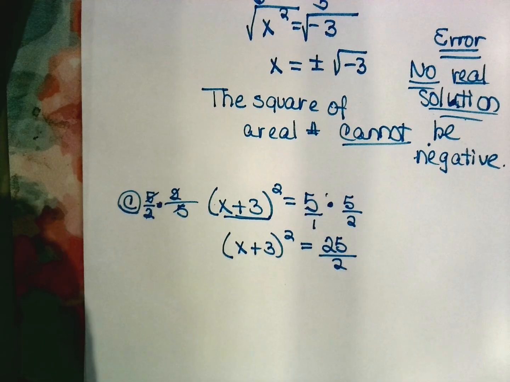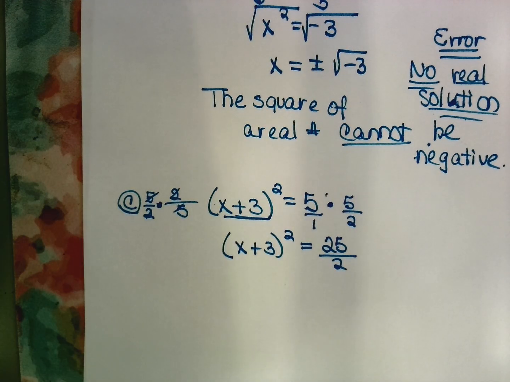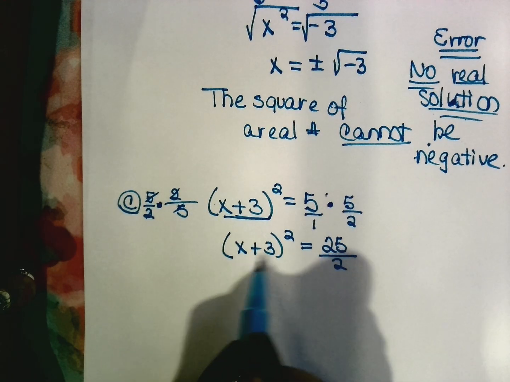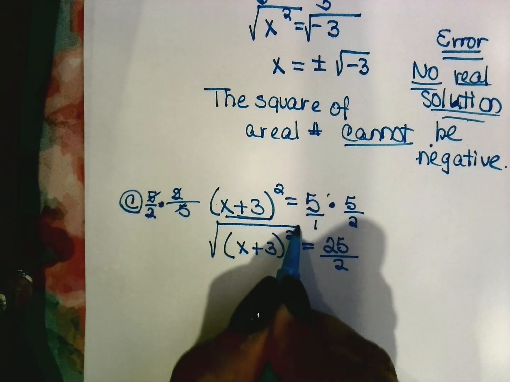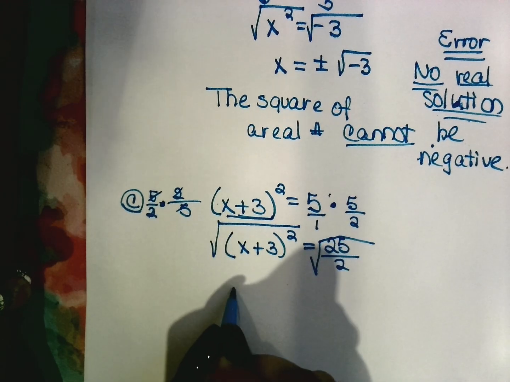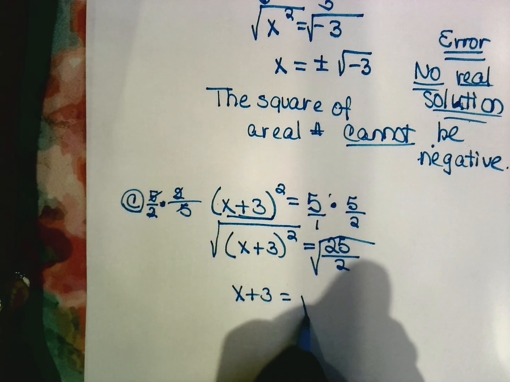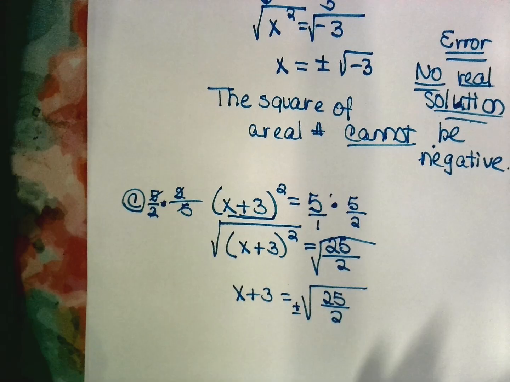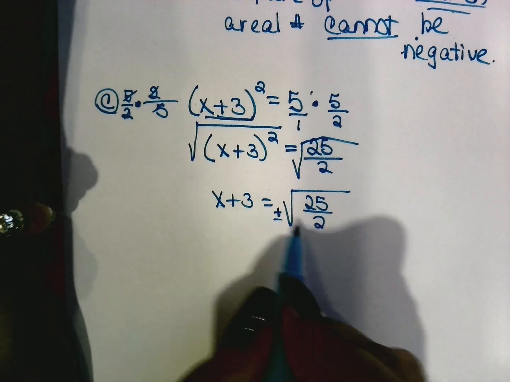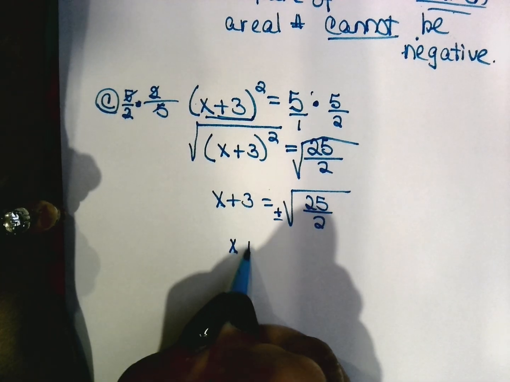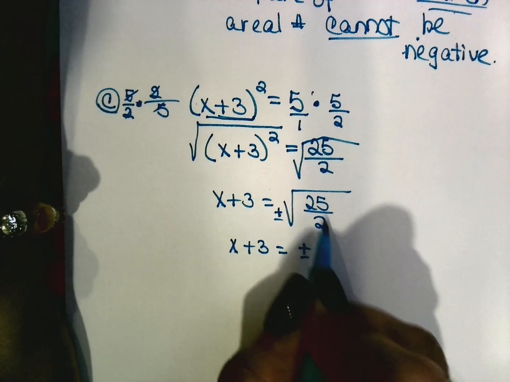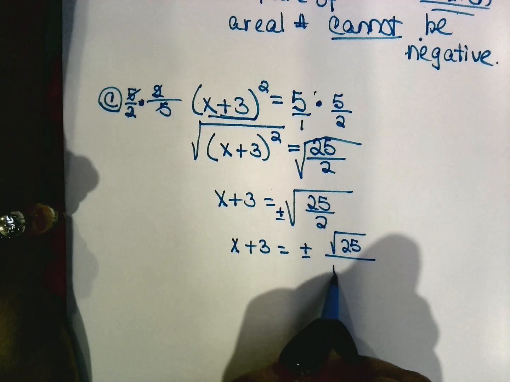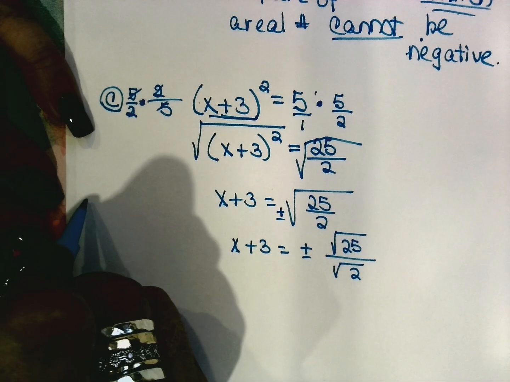Remember, this is just a little 1 down there. You multiply numerator times numerator, denominator times denominator. At this point, we want this by itself. We don't want it squared, so we're going to take the square root of both sides, and this is going to give me x plus 3 equals the square root of 25/2. And it's actually a plus minus, right? Now, we can simplify this. The square root of 25/2, you can break this into the square root of 25 over the square root of 2. That's perfectly allowable or legal.